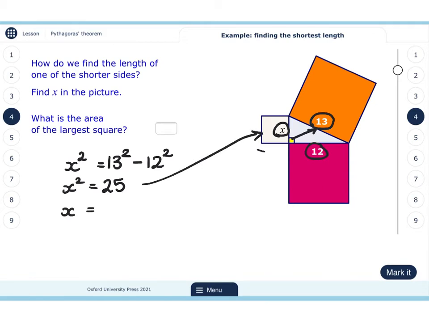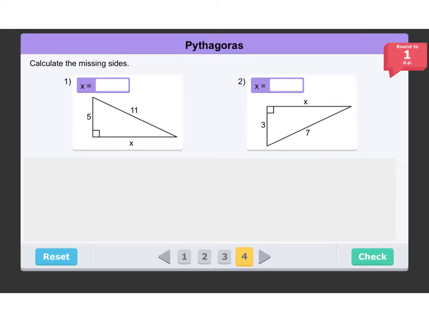And remember, the opposite of squaring is square root. And the square root of 25 is 5. So with that one there, we were doing a takeaway because we were having to do the big square, take away the small square to get the wee one there. Okay, right, let's do a couple more examples together.